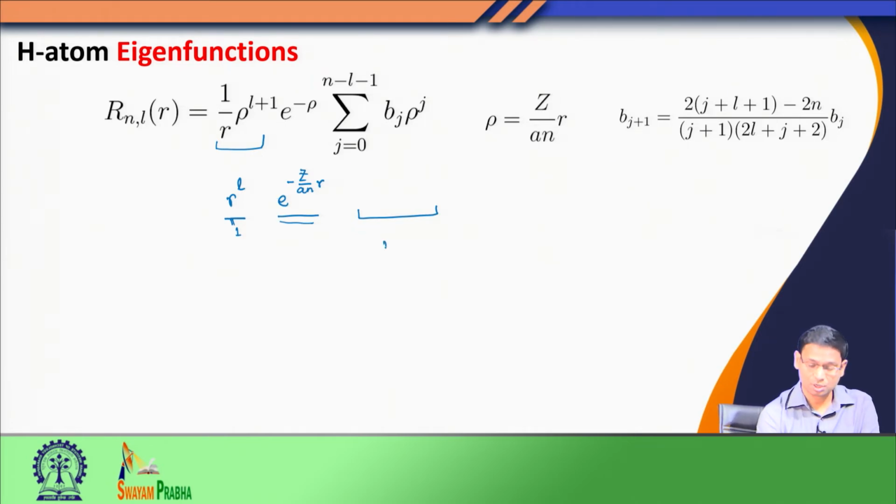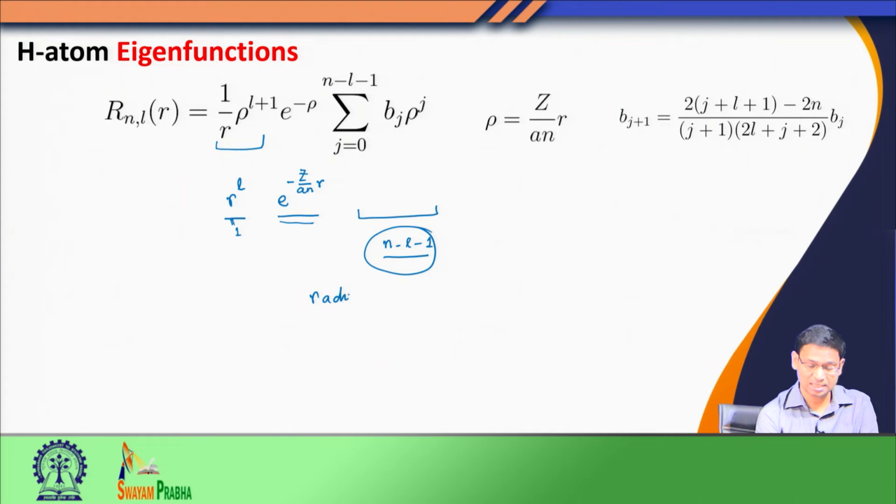But I have the order of polynomial here as n minus L minus 1, and then when I solve these polynomials, I would find actually n minus L minus 1 number of roots for this. That means, at n minus L minus 1 number of places, this polynomial will become 0, and when this polynomial becomes 0, the radial part of the wave function will also become 0, and then I will get a node, and these nodes will be called radial nodes.